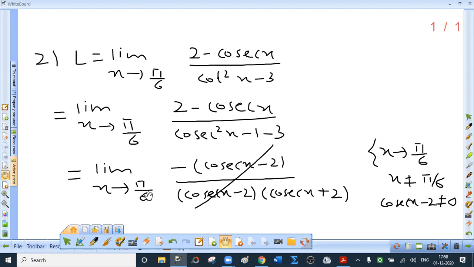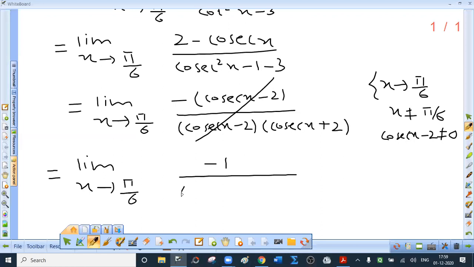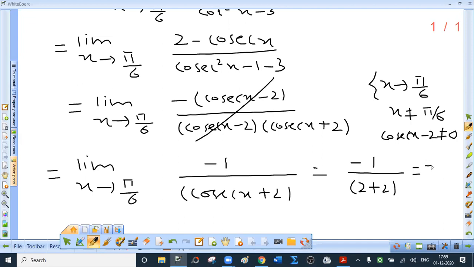See, because sine 30 is what? Half. So what is cosec 30? 2. Yes. Can we cancel this? Yes, we can. Now, once you cancel this factor, please do not take limit directly. Mention remaining factors and then take the limit. Again, before you take the limit, see that denominator is not equal to 0. And here it is non-zero. So limit x tends to pi by 6, minus 1 upon cosec x plus 2. Now take limit. So minus 1 upon 2 plus 2. So what is the final answer? It is minus 1 upon 4.